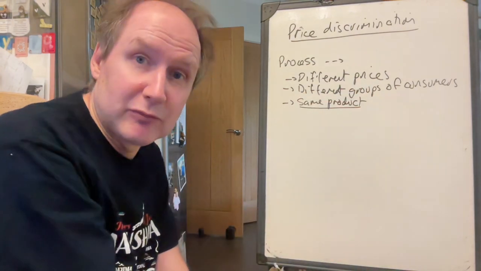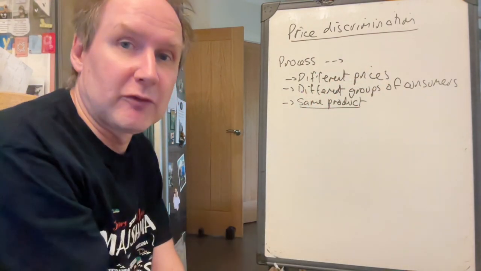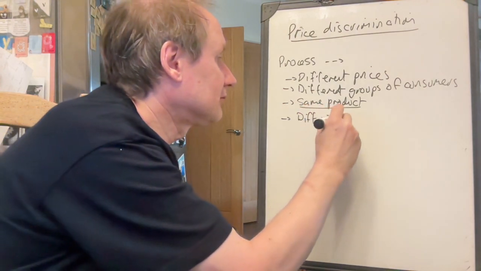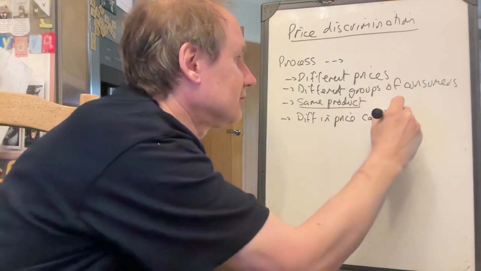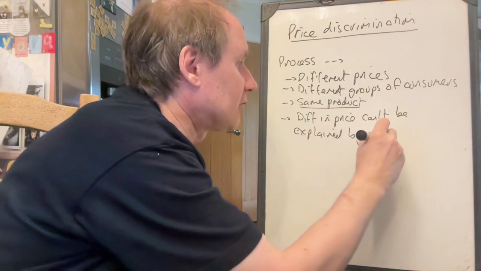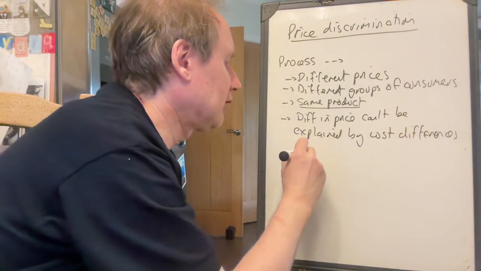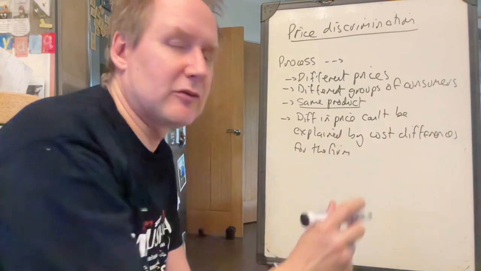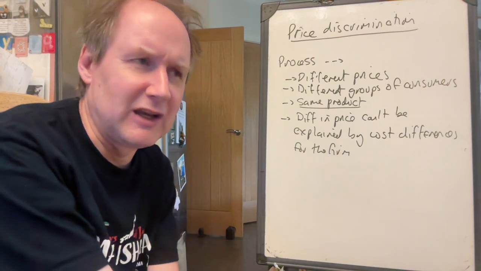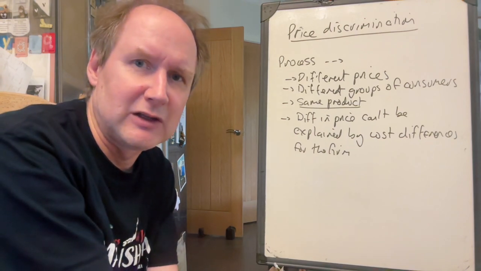So it's the same product, like the film we were just talking about, sold to different groups for different prices, where the difference in price can't be explained by cost differences for the firms. Suppose a product was more expensive in Britain than in France because of higher VAT or import costs. We wouldn't say that's price discrimination. That can easily be explained.